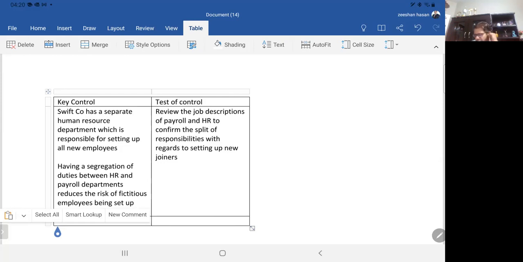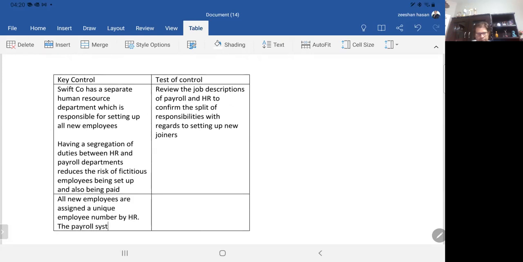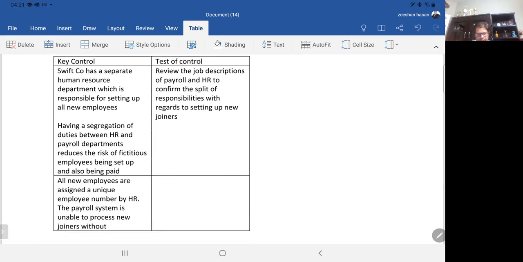Here we have to explain the key controls and not the weaknesses. So all new employees are assigned a unique employee number by HR. The payroll system is unable to process new joiners without the inclusion of the unique employee number.